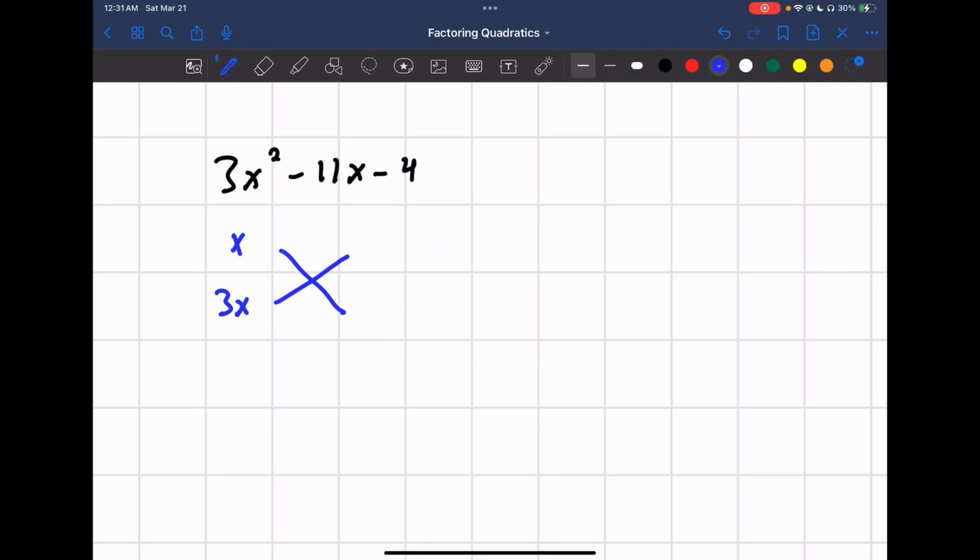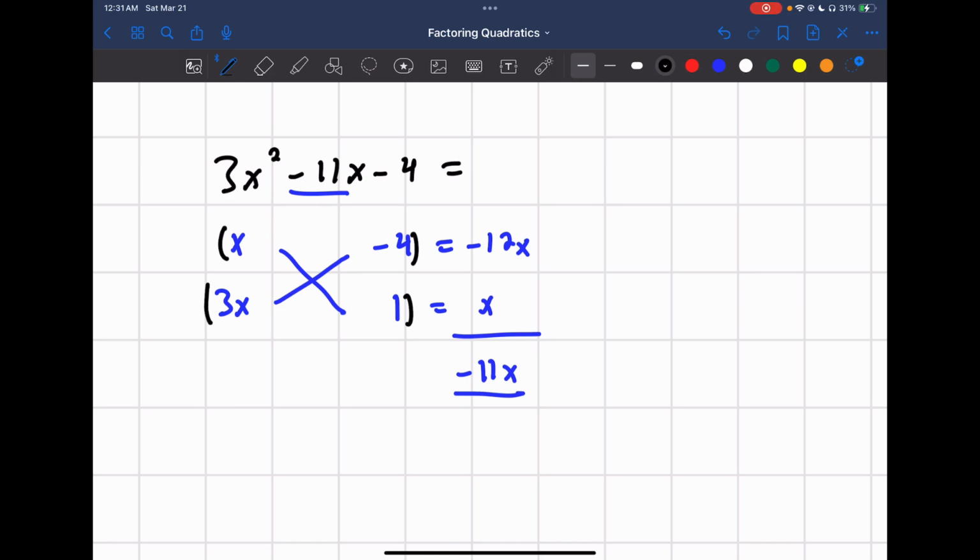So let's try minus 4 and 1. So 3x times minus 4 is equal to minus 12x. And then x times 1 is equal to x. And then this sums to minus 11x, which is equal to the middle term. So we know x minus 4 times 3x plus 1 is our answer. So you can see that when it comes to factorization, a lot of times we are just guessing and checking.